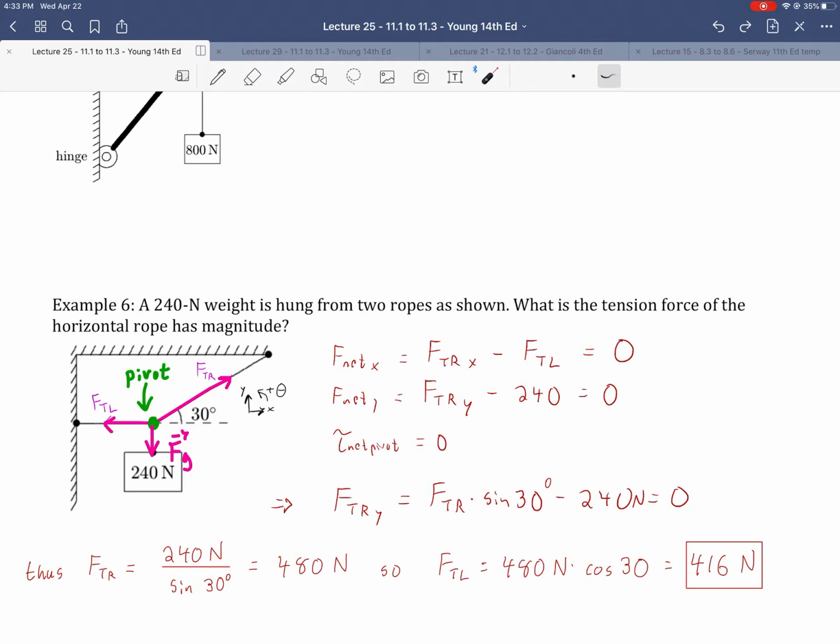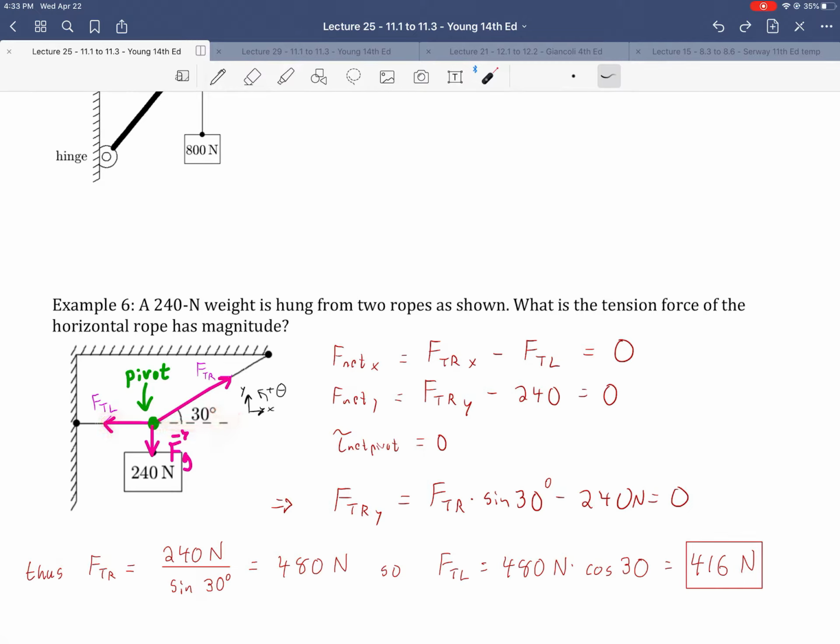So then FTR will just be the weight divided by sine 30, because the vertical component would be sine of 30. You can see because the right hand triangle here, with the angle that we're given, looks like that. So I end up with 480 newtons. All right, looks good. So that is the entire hypotenuse, or magnitude, of FTR.